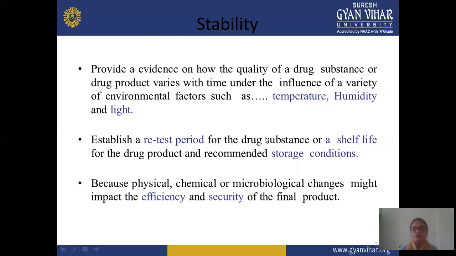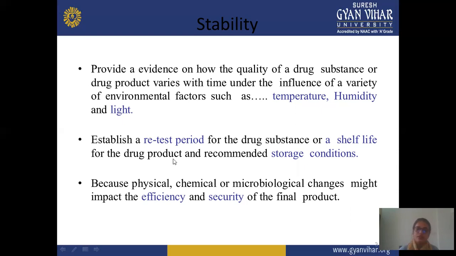And with the help of this retest, you check the shelf life of a particular drug. With the help of retest, you recommend whether this formulation is good for a particular storage condition or not. And after checking this storage condition, decide the shelf life or the particular expiry date.